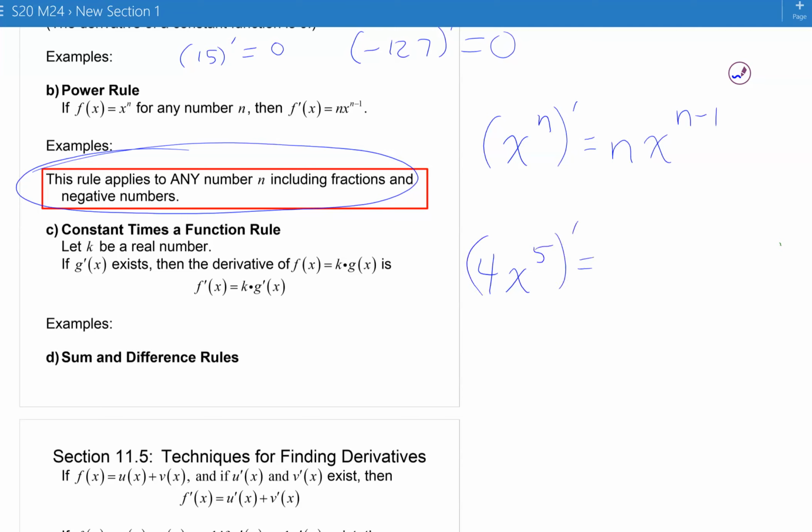Then we had the constant times a function. If we have 4x to the 5th, and we want to do the derivative of that, the 4 has no effect on the derivative, is not affected itself by the derivative. It just multiplies the derivative, which will be 5x to the 4th. So we get 20x to the 4th.